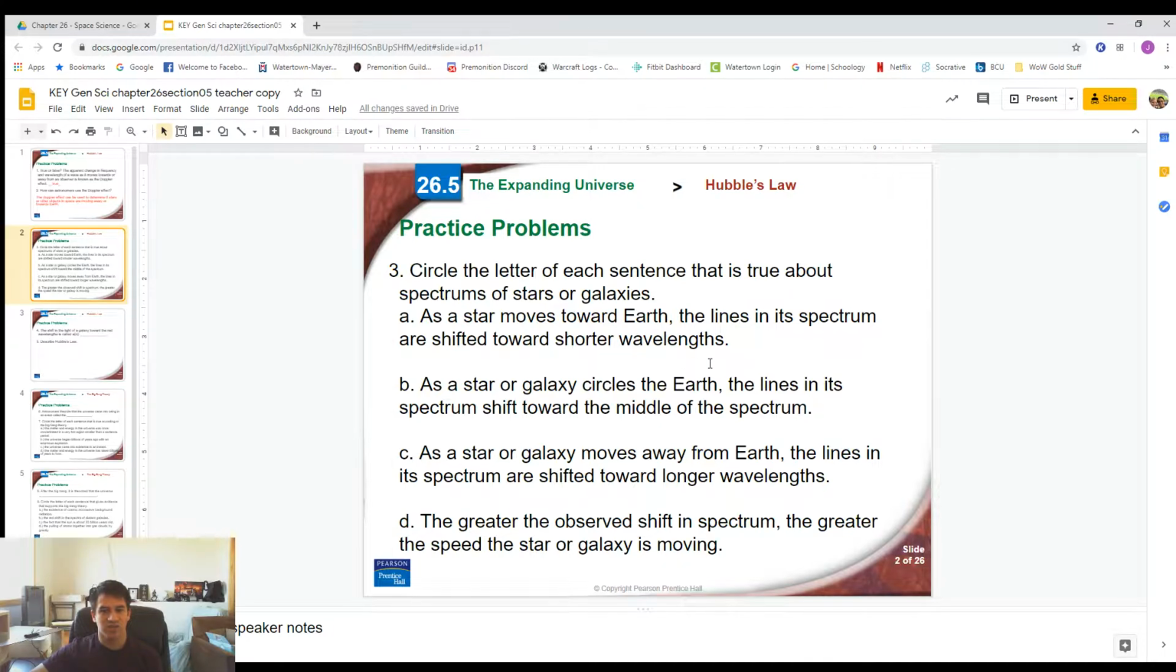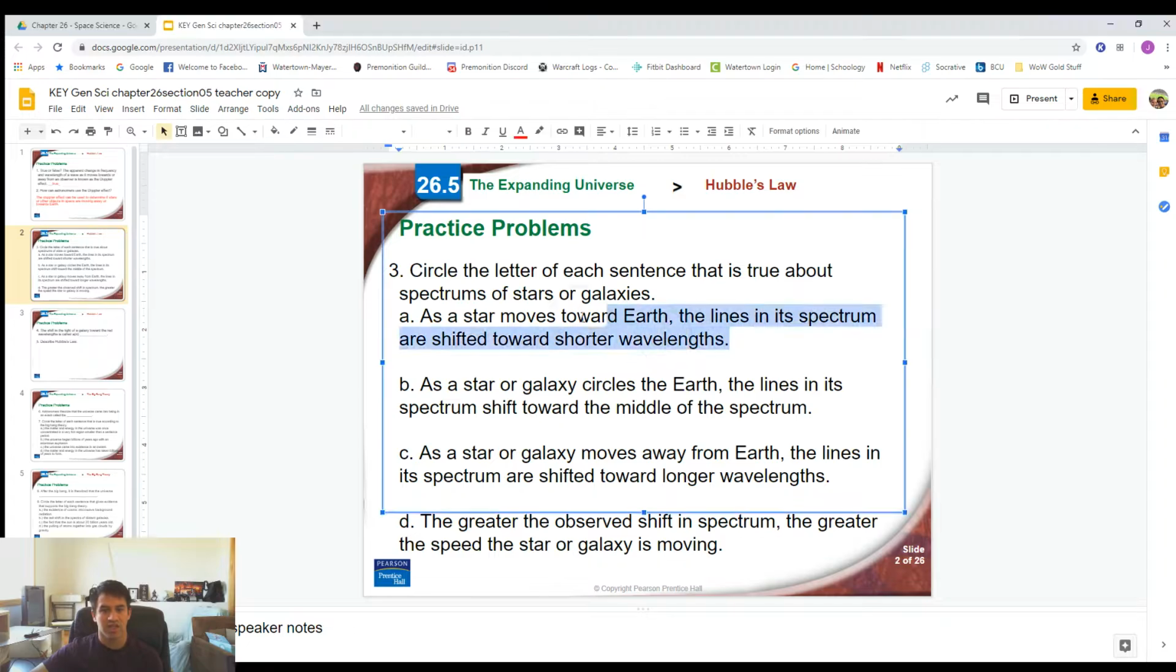All right. Number 3, circle the letter of each sentence that is true about spectrums of stars or galaxies. So, A, as a star moves towards Earth, the lines in its spectrum are shifted towards shorter wavelengths. That is true. As things move towards the Earth, the waves that are emitted from that object get bunched up, and so the wavelength, which is the distance between waves, is much shorter, in which case they will be shifted towards the blue side of the spectrum, which is shorter wavelengths.